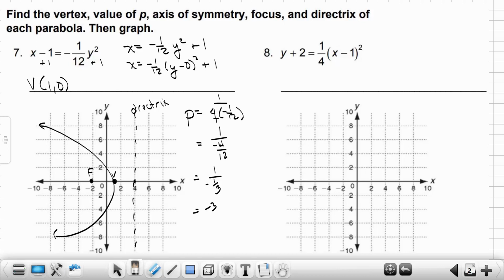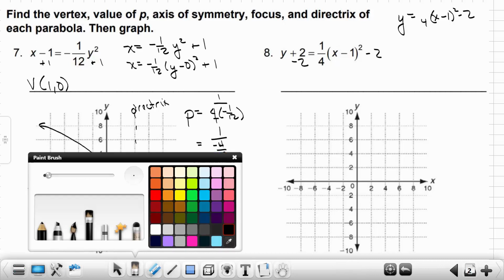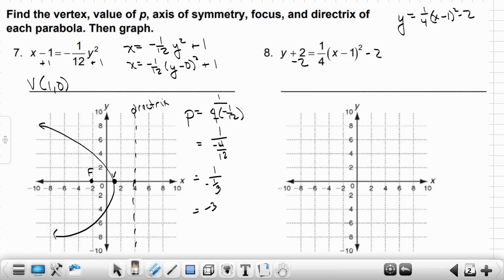Why don't I give you guys 2 minutes? I'll start you off on number 8. I'm going to subtract that 2 from both sides. Way up here, I'm going to write y equals 1/4 (x minus 1) squared minus 2. Is this one vertical or horizontal? Vertical. Y equals. So why don't you guys take 2 minutes, see if you can solve number 8 on your own.